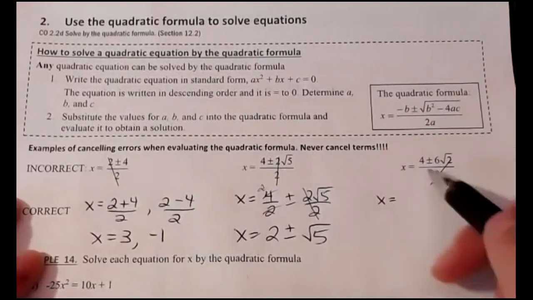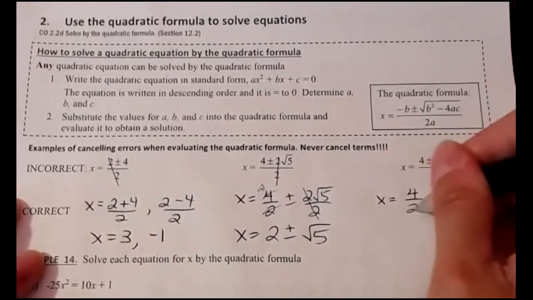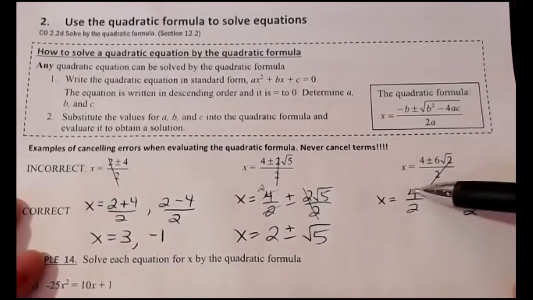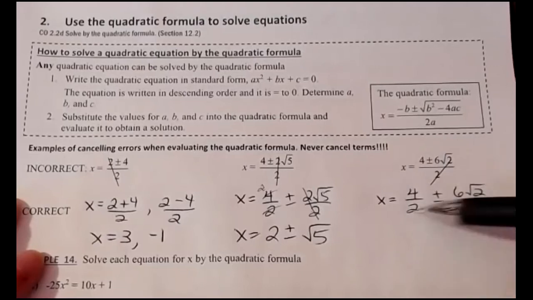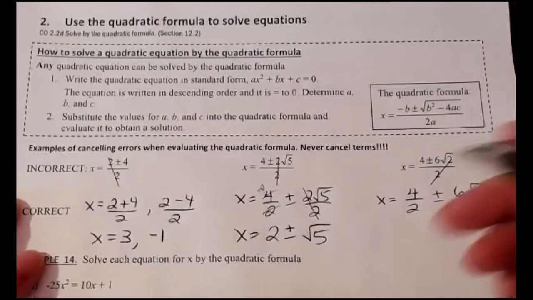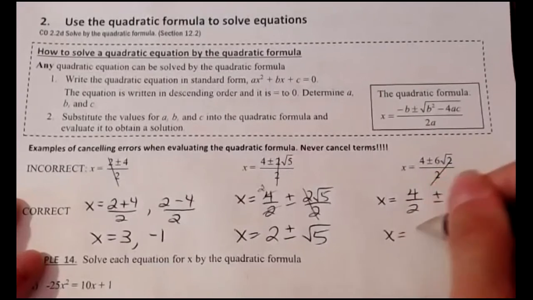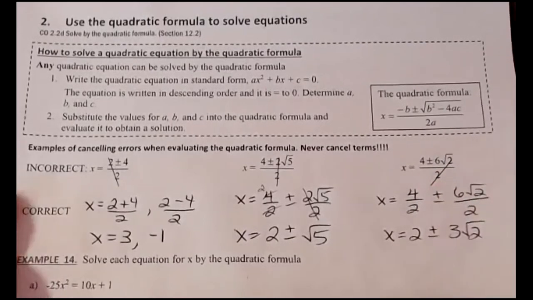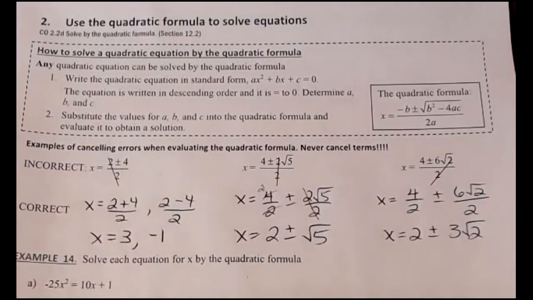What we would want to do in this case is split the fractions up. So 4 over 2 plus or minus 6 squared to 2 over 2. And then obviously we reduce just these pieces, just our numeric pieces, which are in front of that radicand. So 4 over 2 is 2. And 6 over 2 is 3, but we're still left with the square root of 2. Something to think about as you find your answers.